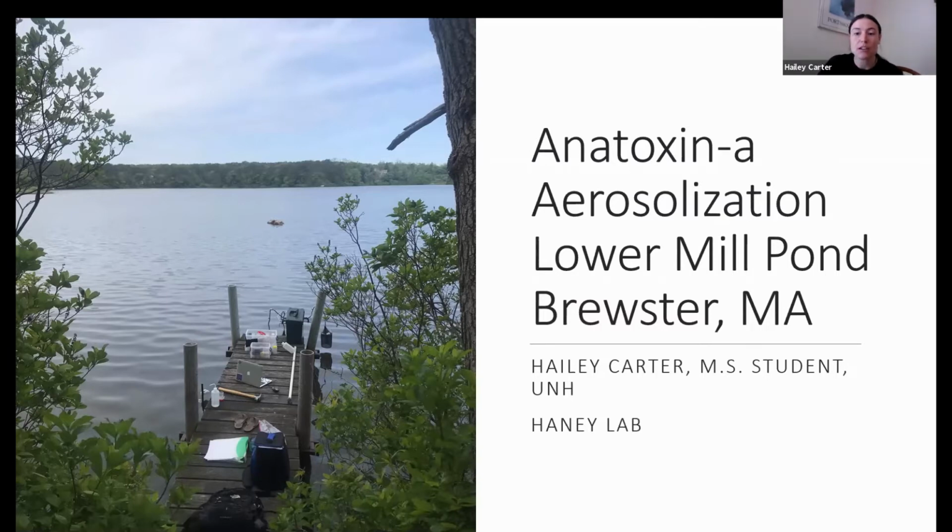Today I'm going to be sharing some preliminary results from an anatoxin exploration. I did this study originally as an undergrad on Lower Mill Pond in Brewster, Mass, and it was in 2019. I had originally focused on a couple different toxins, but just recently we decided to rerun all of the samples to see if we could detect any anatoxin, and we found some pretty interesting results.